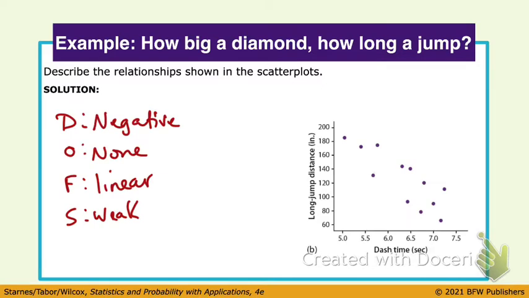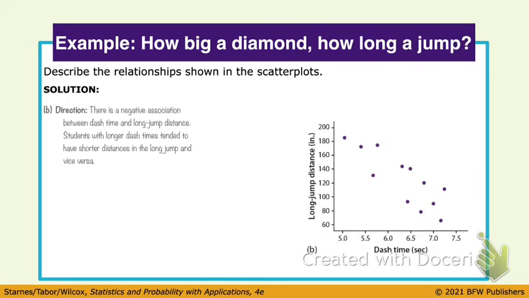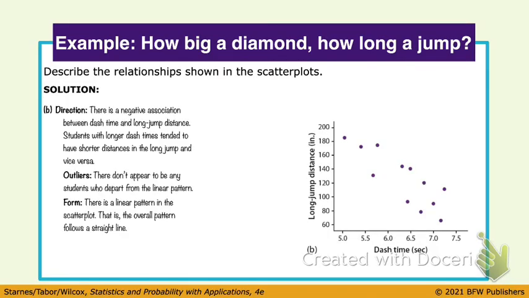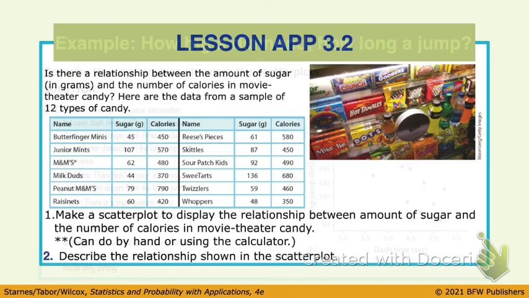No. All right, cool. What questions do you guys have about this? Easy? Fantastic. All right, let's look at this example. Is there a relationship between the amount of sugar and the number of calories in movie theater candy? Here are the data from a sample of 12 types of candy. This is real data, by the way. We're going to make a scatter plot to display the relationship between the amount of sugar and the number of calories in movie theater candy.